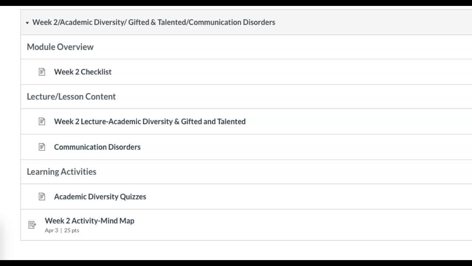We're going to be looking at academic diversity. This is going to be stuff at the tier 1 level about research-based strategies. Then looking at gifted and talented, they are an exceptionality. A lot of times we don't think about that group, but there are different strategies to work with students who are labeled as gifted and talented. And then we're going to look at communication disorders.